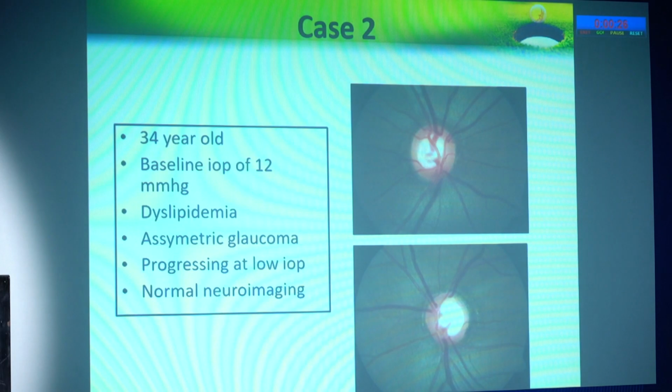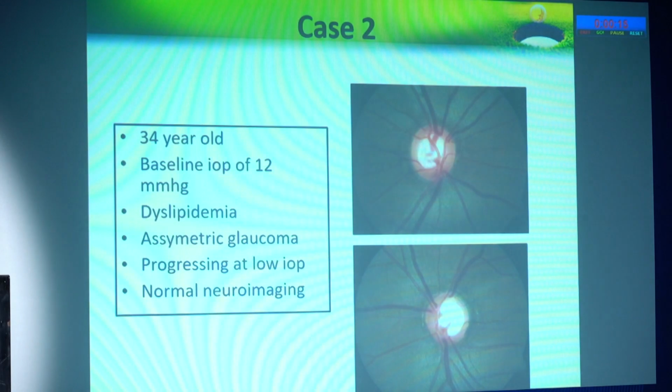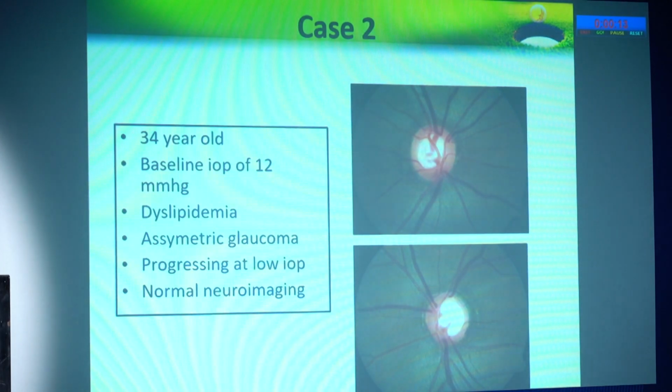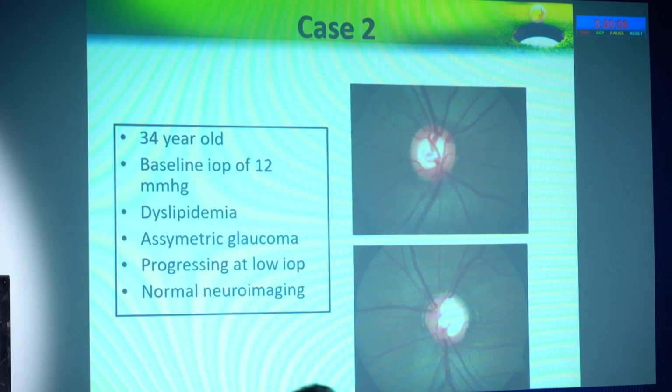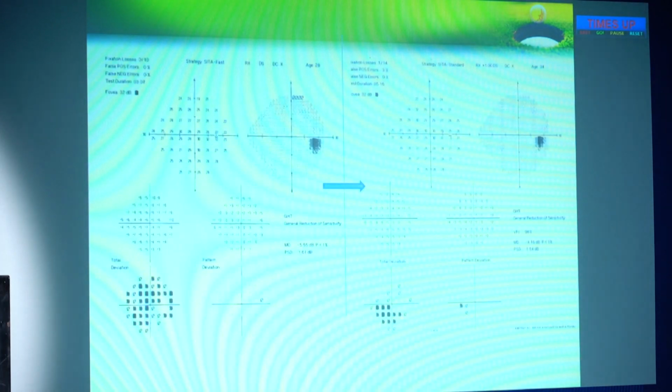So going on to the second case, that of a 34-year-old gentleman who presented with a low baseline intraocular pressure of only about 12 millimeters of mercury, and what was striking was the asymmetry in the cup disc ratio. In the left eye, there was a superior notch, and the only positive history was dyslipidemia. So considering the asymmetry in the glaucoma presentation and the low baseline intraocular pressure, we also got neuroimaging done, which was fairly normal. This was the right eye perimetry.